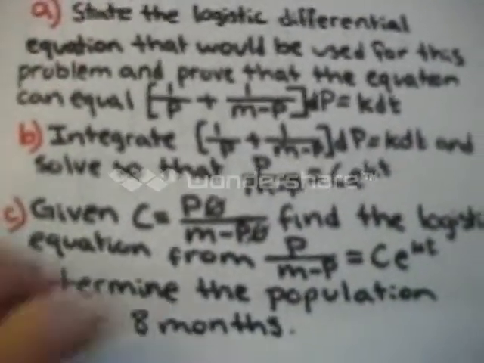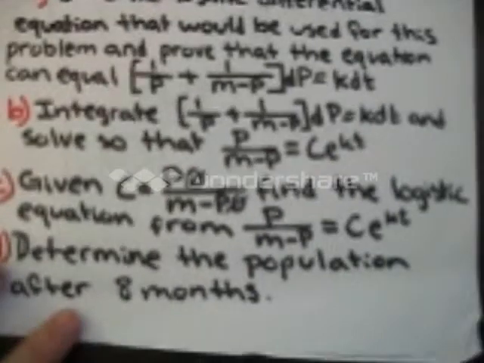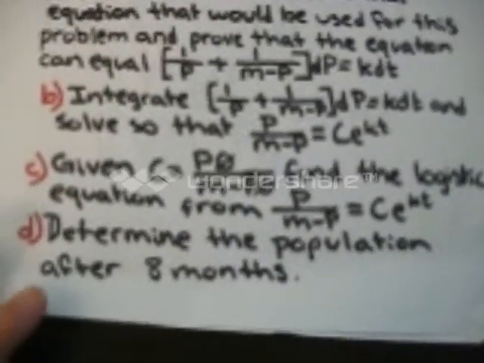For part B, we want to integrate this equation and solve so that p over m minus p equals ce to the kt. And given this equation, find the logistic equation from p over m minus p equals ce to the kt. For part D, we want to determine the population after 8 months.